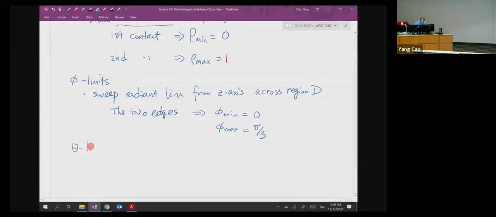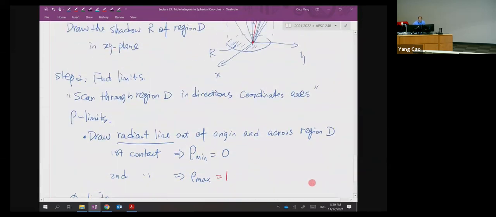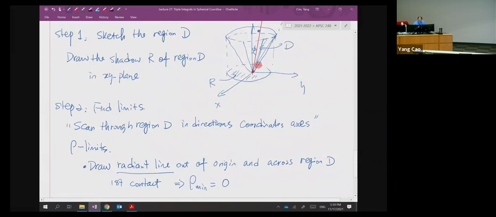Okay, so that's your phi limits. And the last step is the theta limits. So for the theta limits, you have your shadow R over here. You can draw a reading line out of this shadow R, and then you can start sweeping from the x-axis and sweep across the real region R and see where the two edges are sandwiched in the region R.